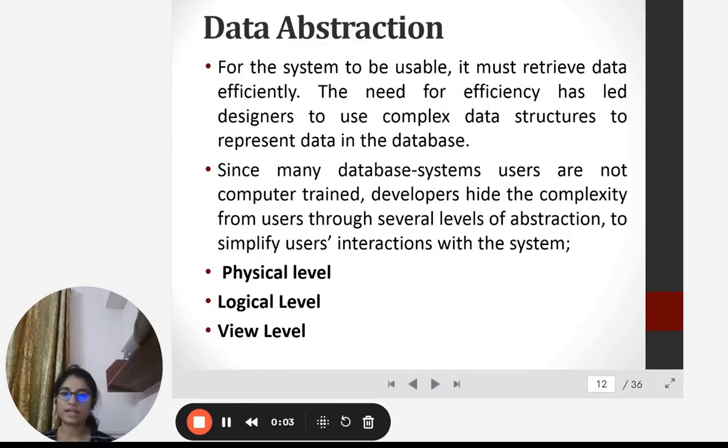So let's talk about data abstraction now. For the system to be usable, it must retrieve data efficiently. The need for efficiency has led designers to use complex data structures to represent data in the database. Since many database system users are not computer trained, developers hide the complexity from users through several levels of abstraction to simplify users' interaction with the system. For example, there are three levels: physical level, logical level, and the next is view level.